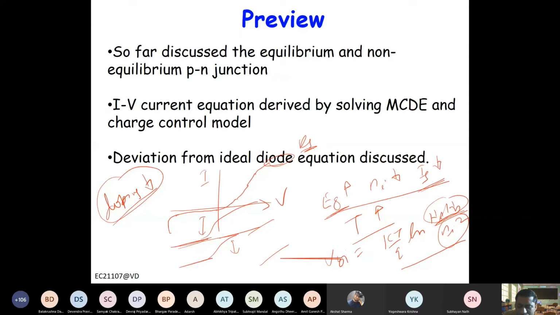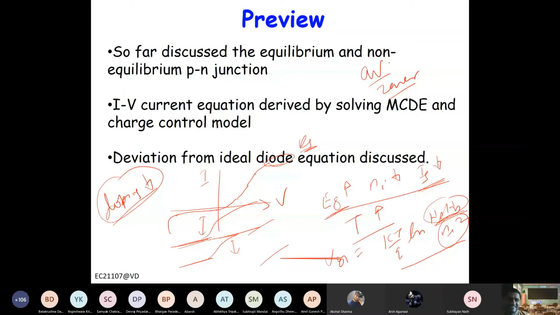Now we have discussed two types of breakdown, right? Avalanche breakdown and Zener breakdown. In the basic electronics lab, you have seen Zener diodes, right? Now they work on which mechanism? Avalanche breakdown or Zener breakdown?